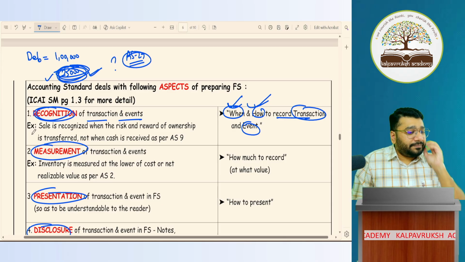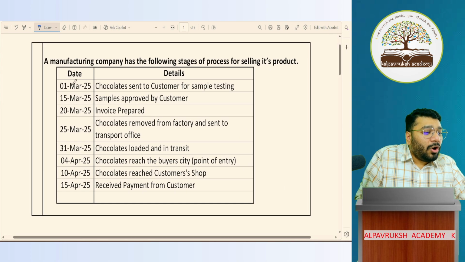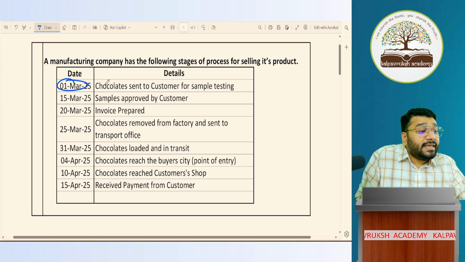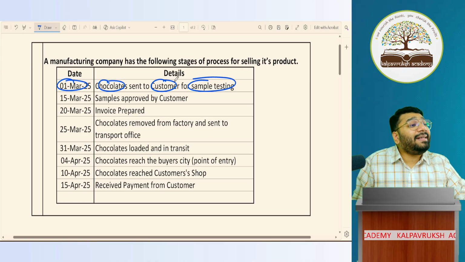Now one more example I'll give. To take this example, there's this particular person. On 1st March, he sent chocolates to a customer for sample tasting purpose, not testing, sample tasting purpose.